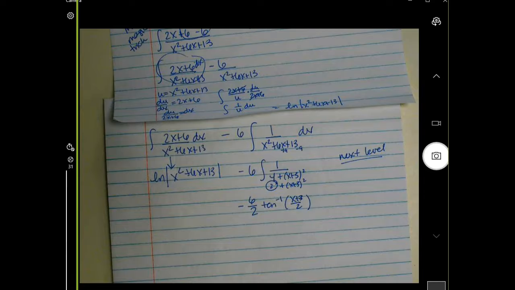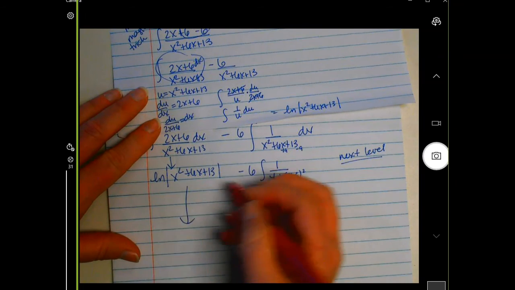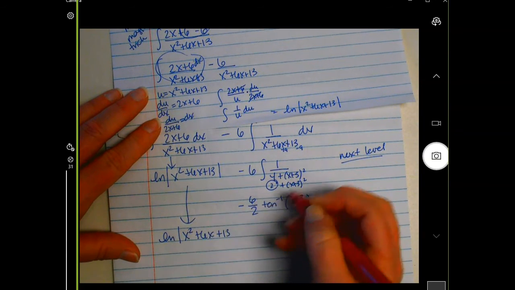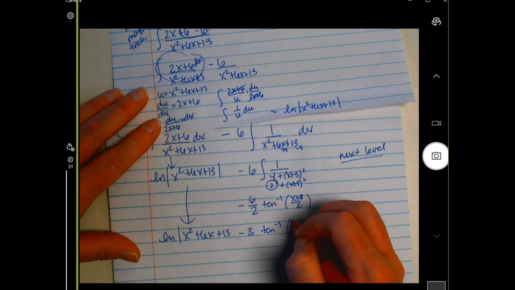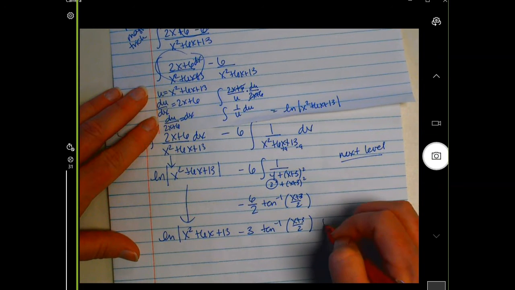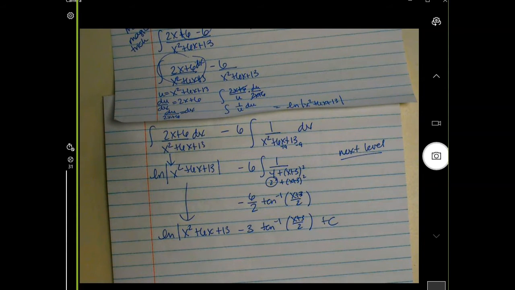And I'm looking for paper. Okay, so the final answer was this part, natural log, x squared plus 6x plus 13, minus 3 tangent inverse, or you can write arctangent here, x plus 3 over 2. And there's a formula for that hopefully I talked about in the video. They talk about it, they do it again in the examples in the book. They have several examples like that where they plug in the different variables.